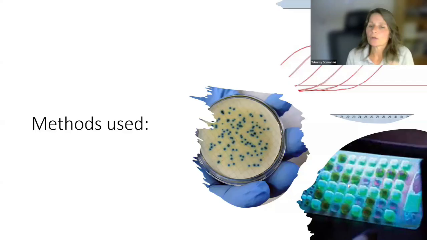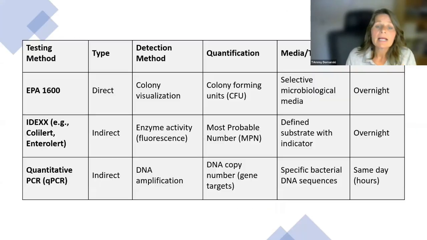That's what you see down here. There are these little wells and it kind of self-dilutes. And basically, the next day, you count how many squares are fluorescent and you go to a table that gives you the most probable number. That is by far right now the most popular method that's used.